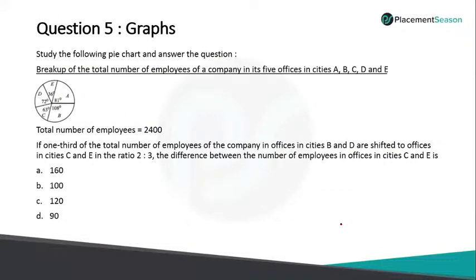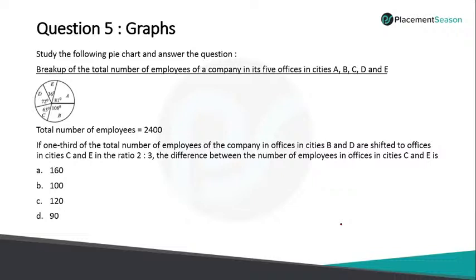Okay. So next question is very simple. From the question graphs, a pie chart is given: breakup of total number of employees of a company in its 5 offices in cities A, B, C, D, and E. So there are 5 cities and the total number of employees is given as 2,400, and the bifurcation is already given. 360 degrees is divided into 5.